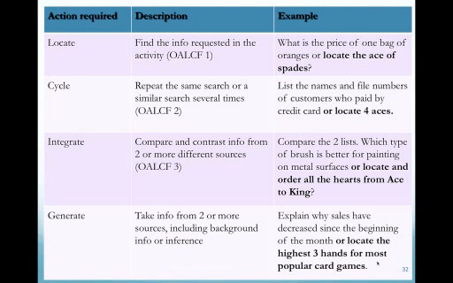When you look at the next example down under cycle, locate 4 aces. So it's the same information, but you've had to do it 4 times. You've cycled. You repeat the search or a similar search several times. And then integrate. That's OLCF level 3. Not only do you locate, but you order all the hearts from ace to king. So you've got to find the hearts, you've got to find all the face cards and the number cards in the hearts, and then you've got to put them in a particular order. That's an integrate, integrating information to get the answer.